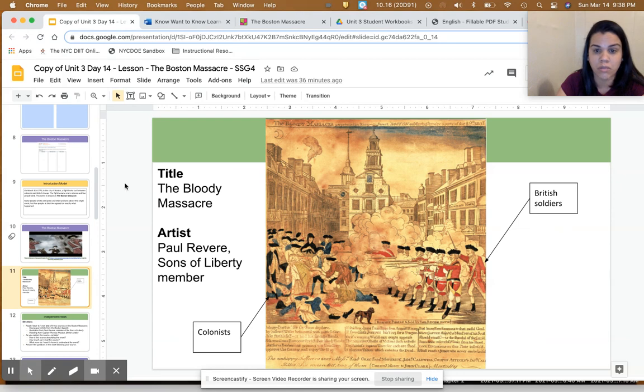So those are some ways that we can help students build background knowledge on these events.